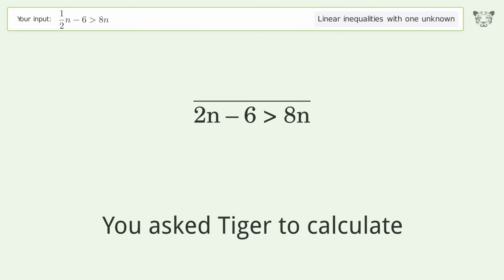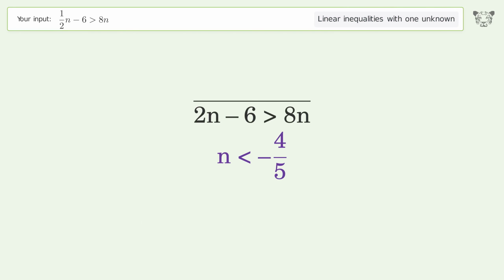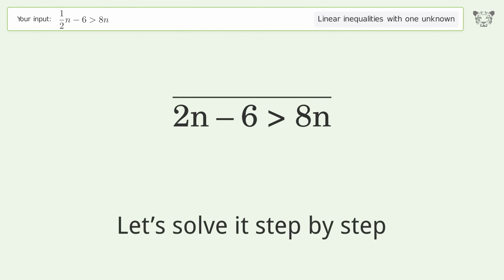You ask Tiger to calculate. This deals with linear inequalities with one unknown. The final result is n smaller than -4/5. Let's solve it step by step.